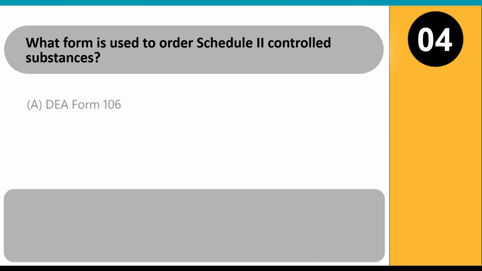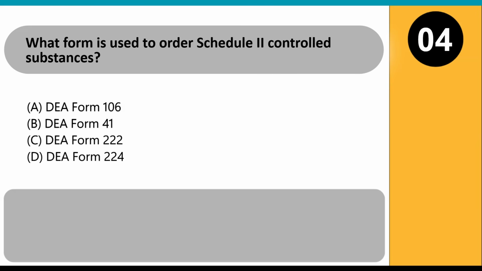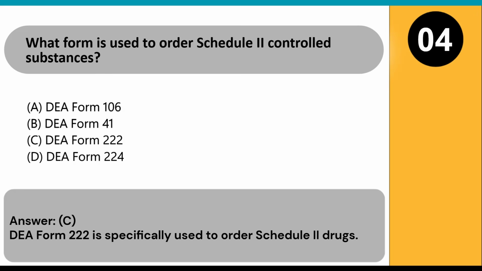What form is used to order Schedule II controlled substances? A. DA Form 106. B. DA Form 41. C. DA Form 222. D. DA Form 224. Answer: C. DA Form 222 is specifically used to order Schedule II drugs.